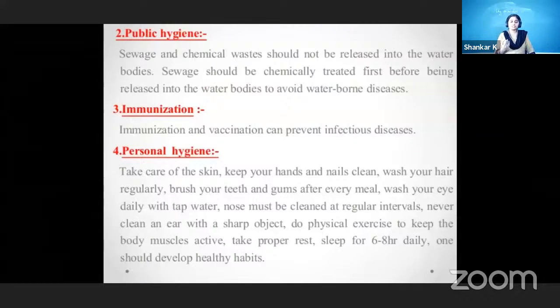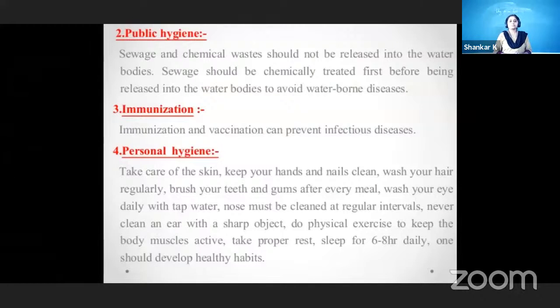You have to brush teeth every day. So these are the things, the teeth and the gums, after every meal. Wash your eyes daily with tap water. Nose must be cleaned at regular intervals of time. Never clean an ear with a sharp object.